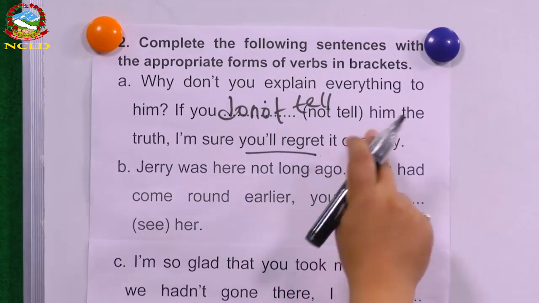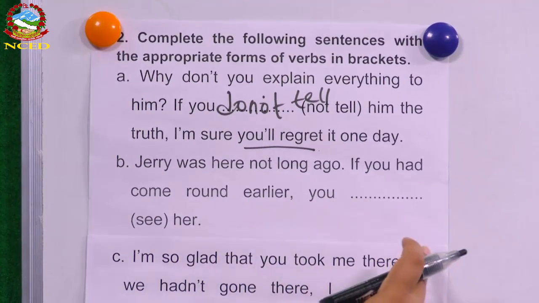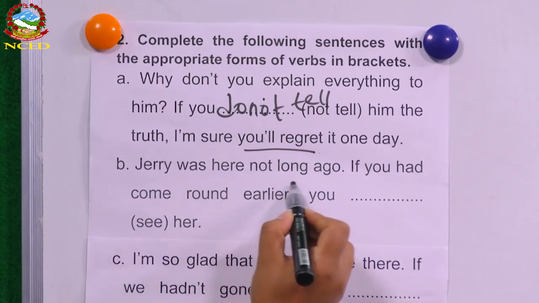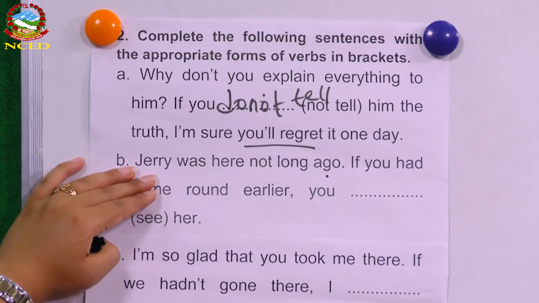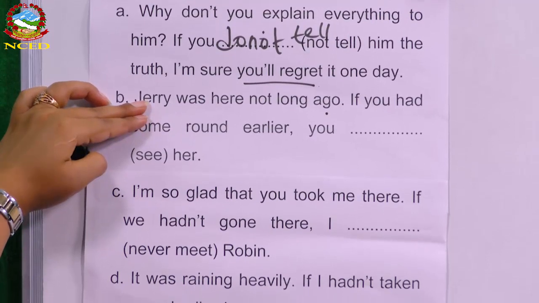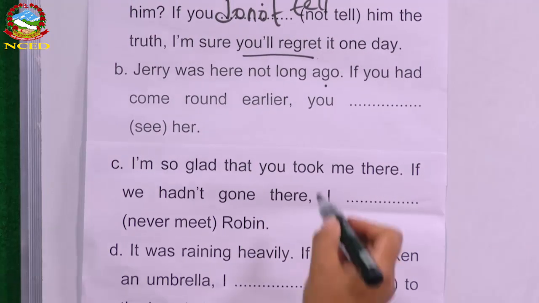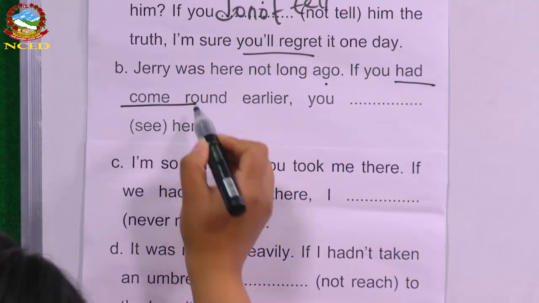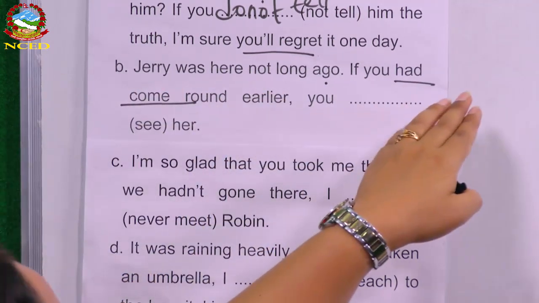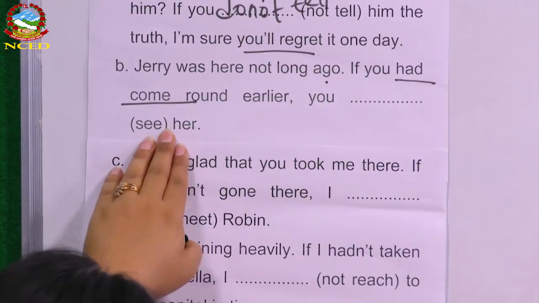Jerry was here not long ago. If you had come round earlier, you... Okay, so what thing is giving clue here? Jerry was not here not long ago. It means Jerry has left now. So it's about the past thing, okay? So it is also giving a clue. And the if clause is clearly giving you another clue. If you had come round earlier, had come. So it is in past perfect tense. So that means it is a conditional type 3 sentence, right? So what would be the main clause now? Yes.